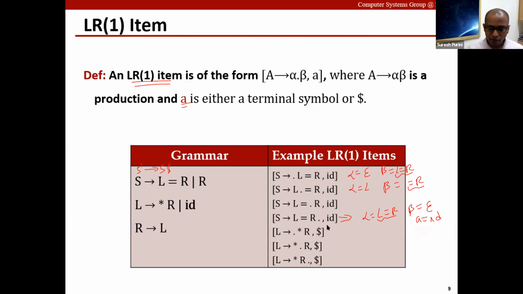And similarly, these are some other examples of LR1 items. So you have the dot here at the beginning, the dot here in the middle, and the dot here at the end in these three LR1 items. And dollar is the terminal symbol occupying the second position in this tuple. Any terminal symbol can occupy the second position in the tuple. You cannot have an epsilon symbol, but any terminal symbol can be present in the second position of this tuple. This is what is called an LR1 item.